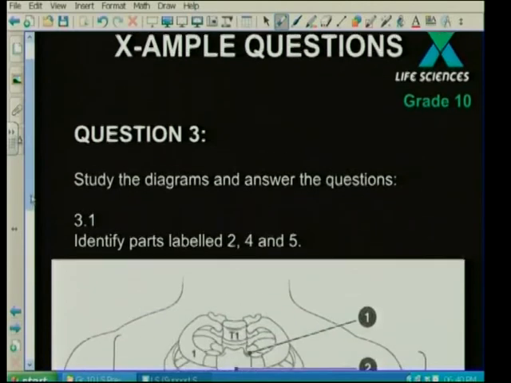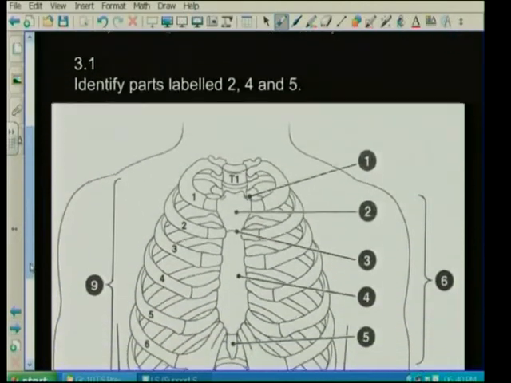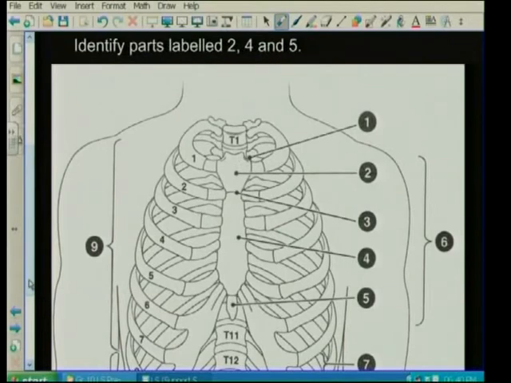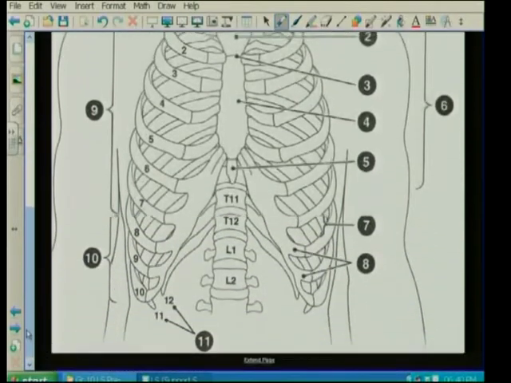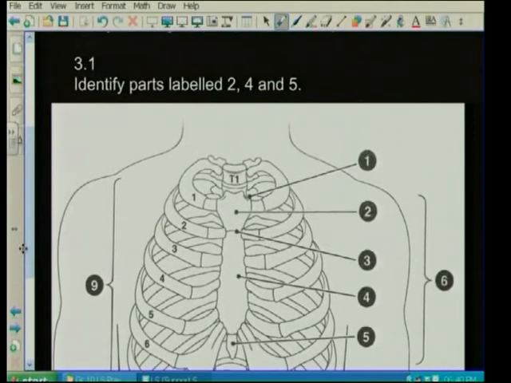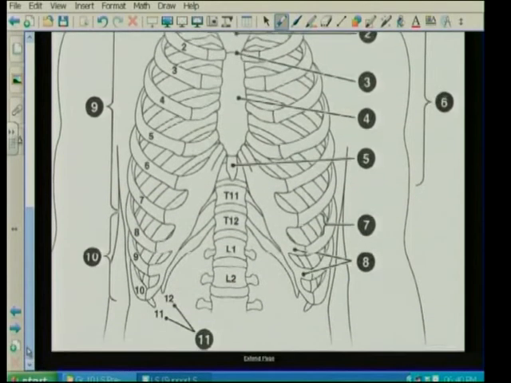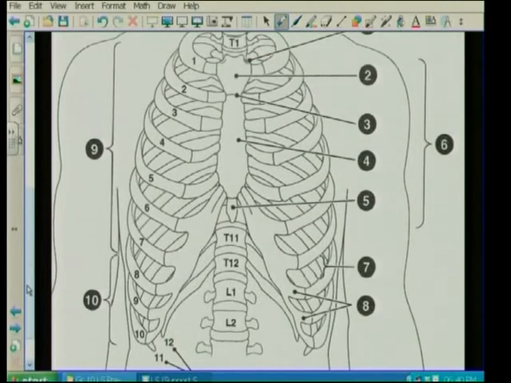Question 3. Now here it gets a bit complicated. It gives you a diagram and it asks you to do different things. So let's look at the diagram. As you can see, the diagram is that of the rib cage and the sternum. Remember guys, it's important when you're looking at a diagram, when I tell you to study the diagram and answer the question, look at the diagram and figure out what it is representing. This one here clearly, anybody should know that, represents the rib cage and the sternum.